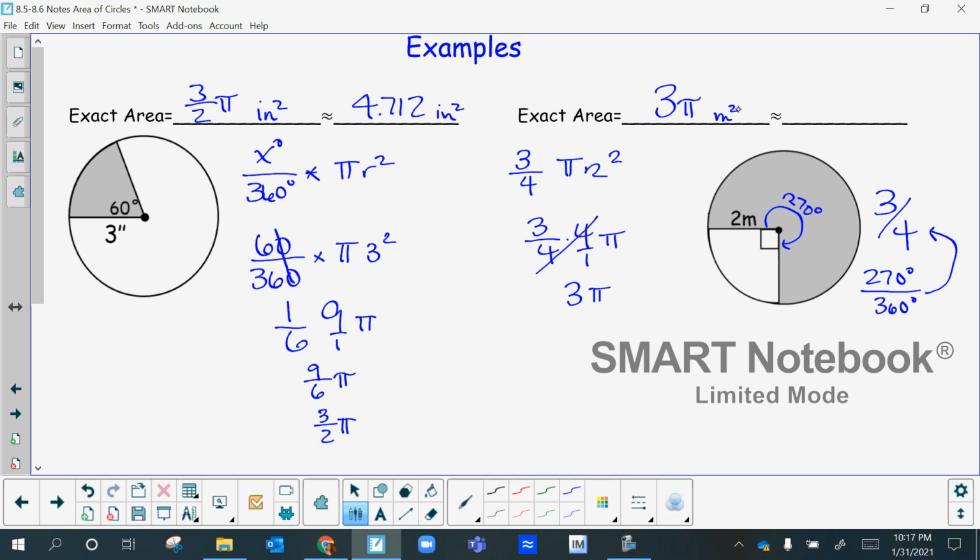And then it's just a matter of putting it in your calculator to give the estimate. So 3 times pi equals 9.425 meters squared. Okay, and that's how you find the area of a sector.